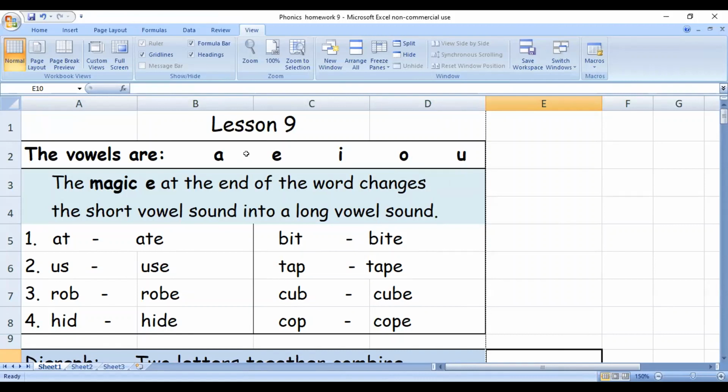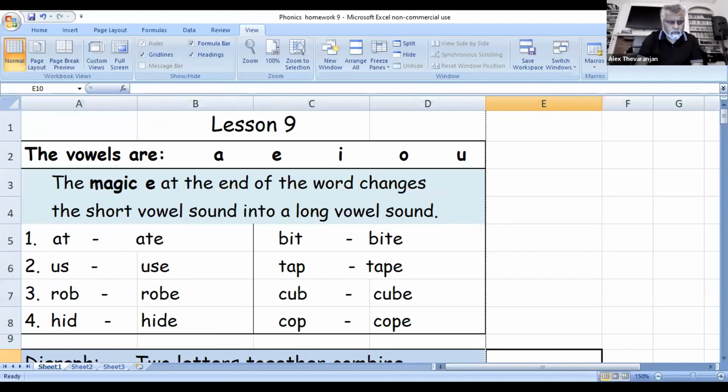So this one is A, and the long one is A. E is short and the long one is I. O is the short one, and O is the long one. U is the short sound, and U, the name of the letter, is the long sound.